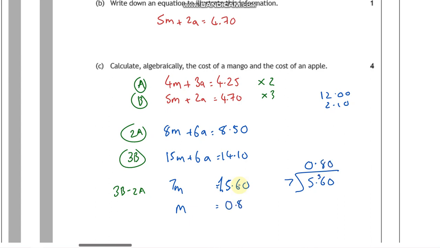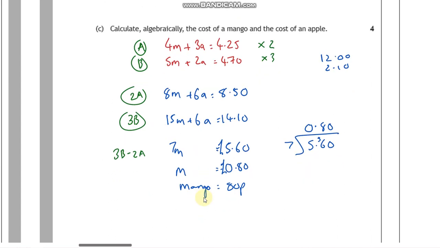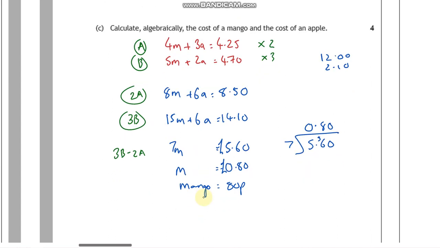so 0.80. So a mango is equal to 80 pence. Make sure you answer the question. To work out an apple, I'll just substitute that in. So I'm going to say that 8 times 80 pence, so 0.8 if you want, plus 6a is £8.50.